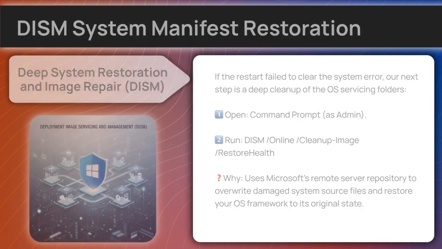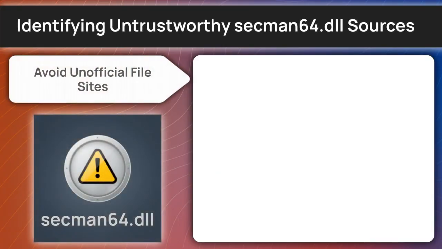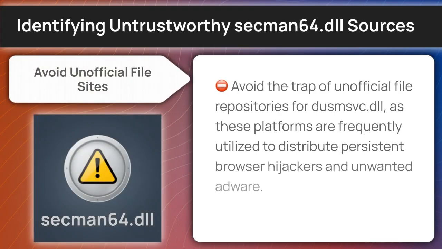To ensure long-term stability, we should review the safety risks associated with unverified file sources. Don't let a small error become a total system rebuild by trying to force install secman64.dll into directories where it doesn't belong.